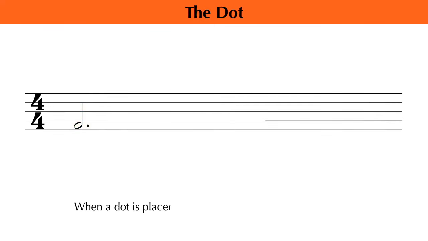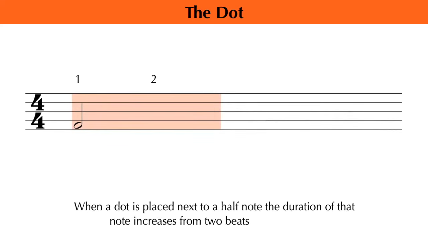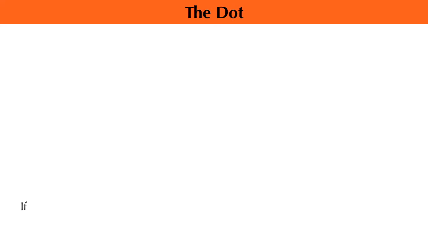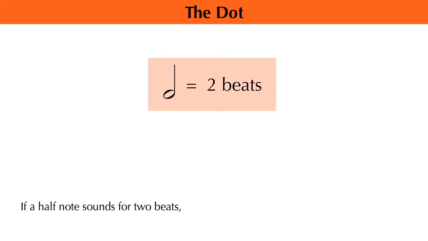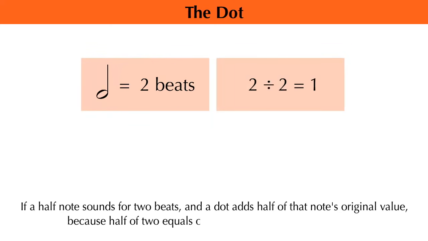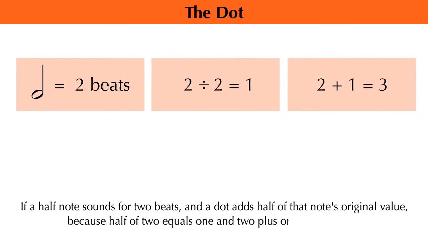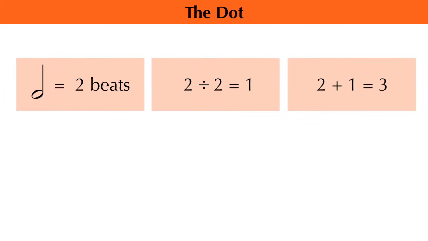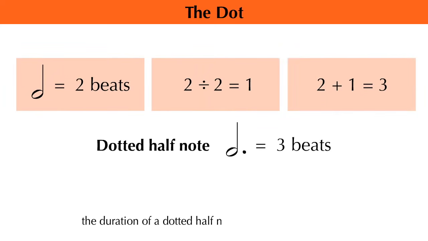When a dot is placed next to a half note, the duration of that note increases from 2 beats to 3 beats. Here's why. If a half note sounds for 2 beats, and a dot adds half of that note's original value, because half of 2 equals 1, and 2 plus 1 equals 3, the duration of a dotted half note is therefore 3 beats.